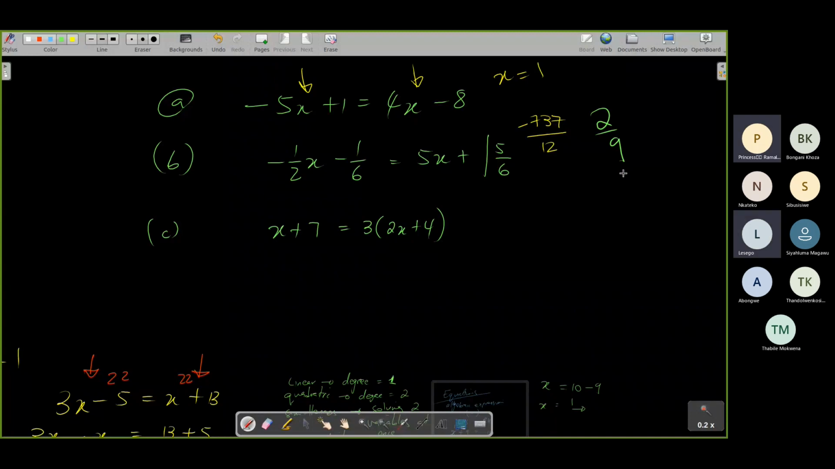Sir, I realized my mistake here. You have found your mistake. Yes. Which one was your answer? The 737. Yes, that one. All right, so we are removing it. Let me try fixing it. Okay. Who else has a different answer from 2 over 9?